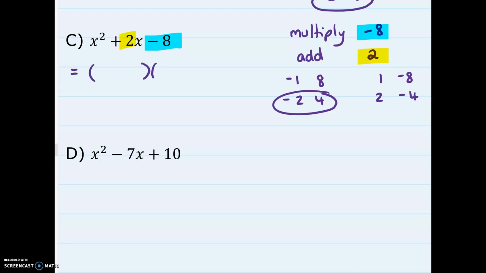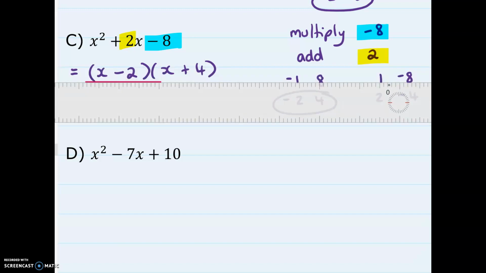So once you've worked out what your two numbers are, you've got x. Let's see what we wrote. We've got x, the minus is with the 2, and the 4 is positive, so that means x minus 2 and x plus 4. If that's the one I circled, negative belongs to the 2, 4 has no sign, it means it's positive. So that's C.